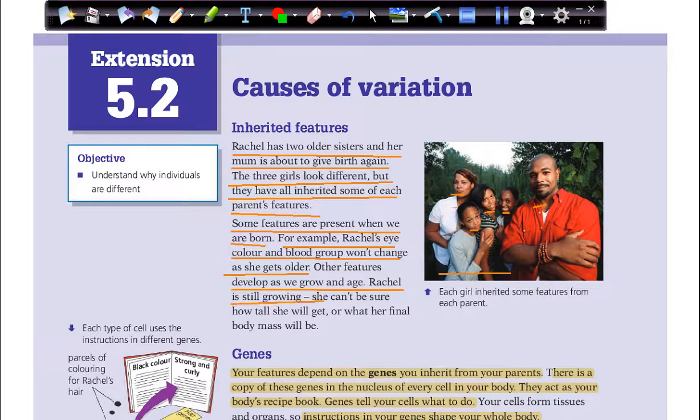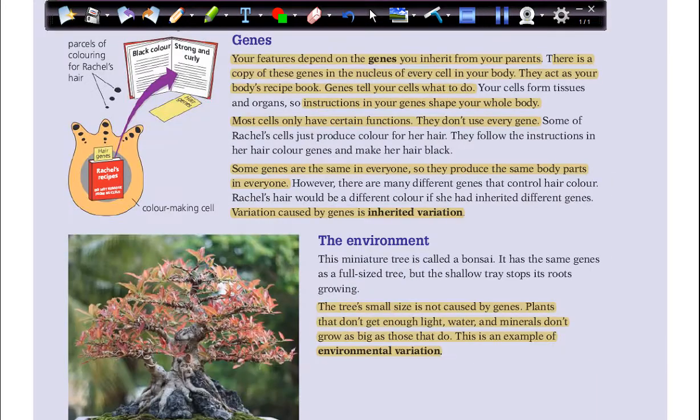Rachel is still growing. She can't be sure how tall she will get or what her final body mass will be. So these two features, body mass and height, can change over time depending on something. So why do we have some features that could change and some features that don't change? Let's see together. All these features are because of something called genes.